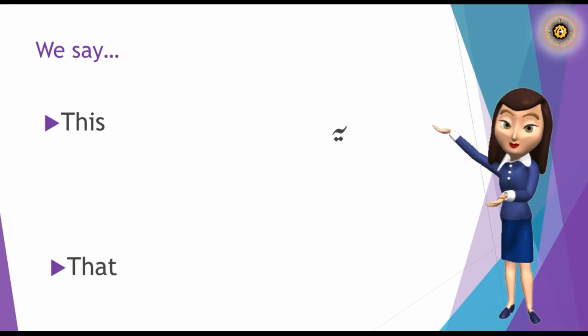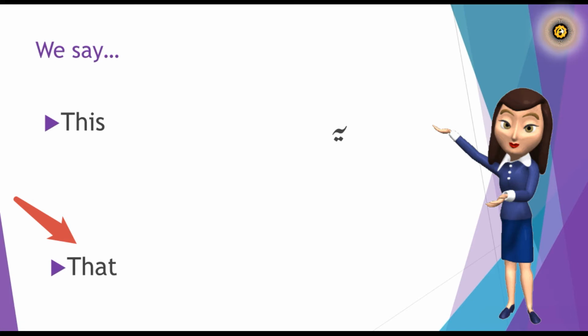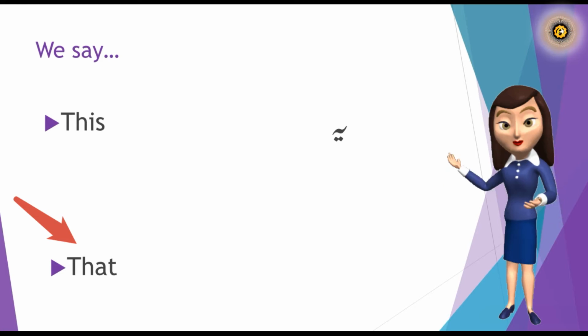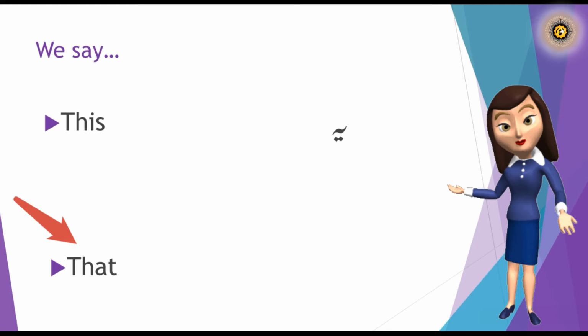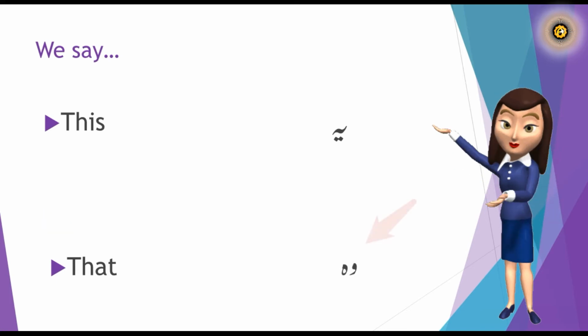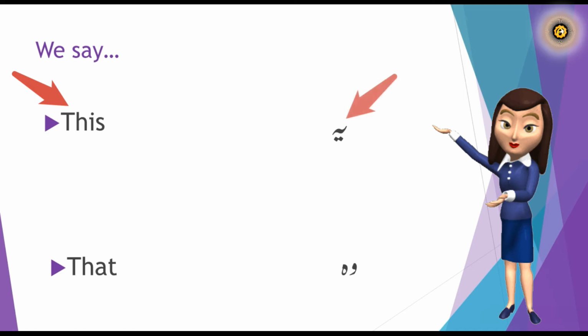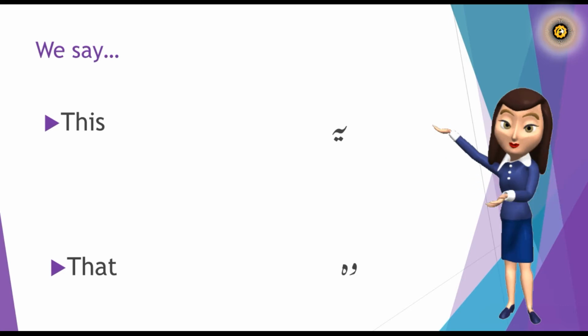Then we say that. When something is far away and it's not close to us, we say that. When we are pointing at something which is far away, we say that. In English, we say that. And in Urdu, it is wo. This, ye. That, wo. Repeat many times for practice, okay?